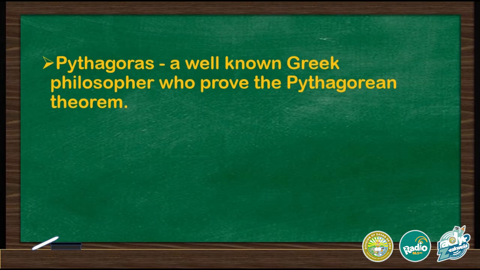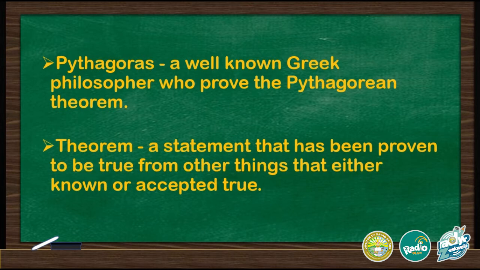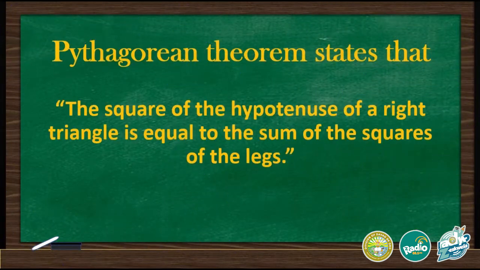In mathematics, a theorem is simply a statement that has been proven to be true from other things that are either known or accepted as true. But the most important thing that you need to know is that the Pythagorean theorem describes an important geometric relationship between the three sides of a right triangle. The Pythagorean theorem states that the square of the hypotenuse of a right triangle is equal to the sum of the squares of the legs.